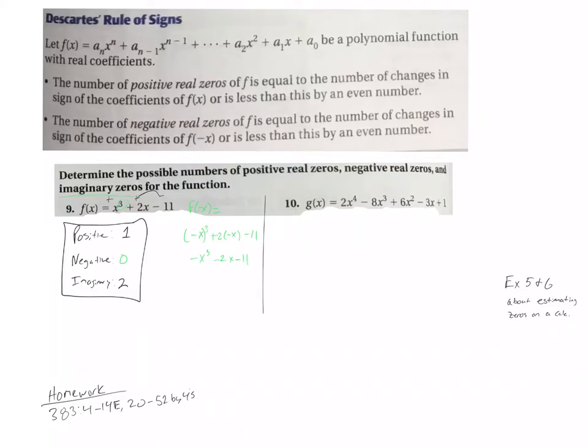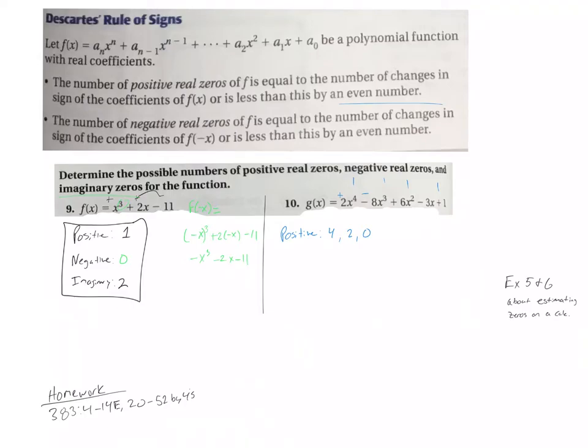So let's do this next one here. Sign changes: positive to negative, that's 1. Negative to positive, that's 1. Positive to negative, that's 1. Negative to positive, that's 1. So that means it's going to be 4, 2, or 0, because it's or less than that by an even number. So all the even, subtract 2 from that, subtract 2 from that, subtract 2 from that.